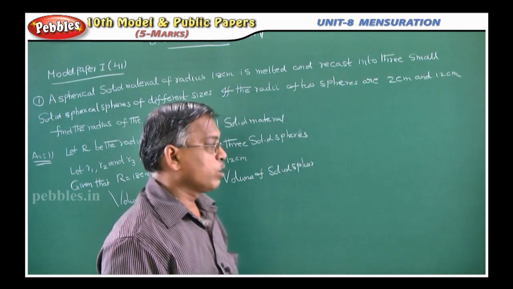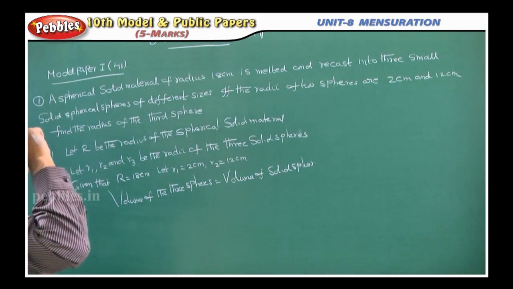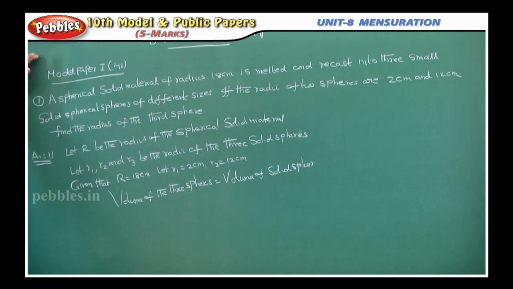Now we'll see the next unit, mensuration. That is a 5 mark question. We'll see model paper wise. First we'll finish model paper 1, question 41. We are taking the first question.